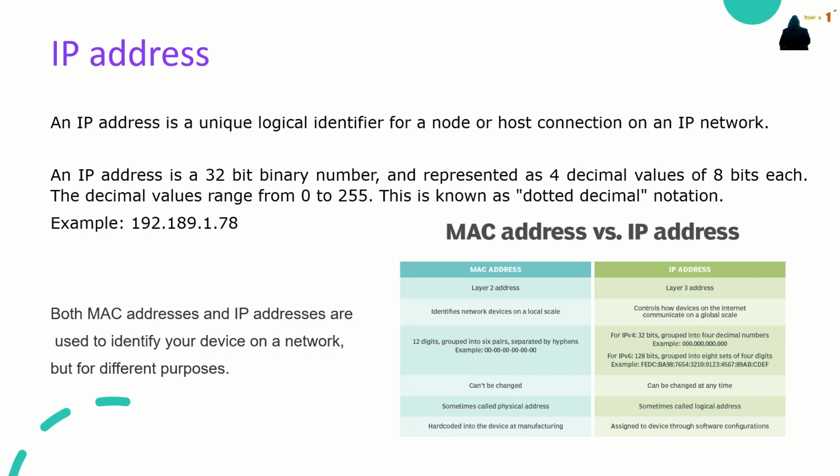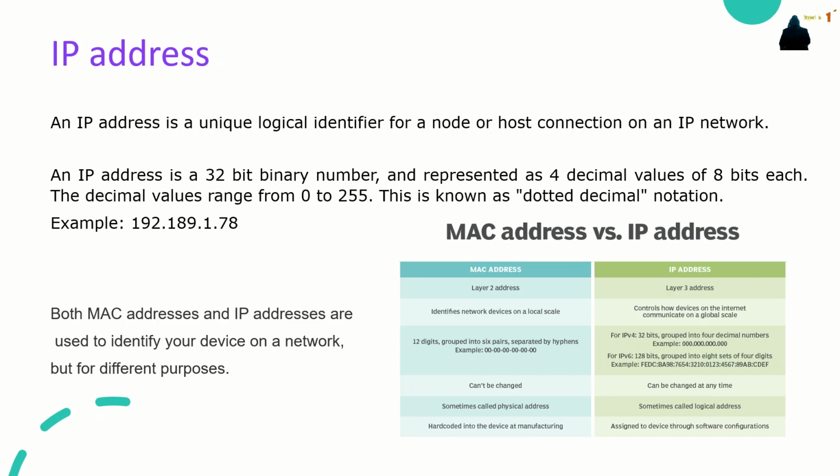And also we have the IP address, which is also a unique logical identifier for a node or host connection on an IP network. This is a 32-bit binary number, as you can see, or like this number here. All of the devices can get an IP address, maybe by DHCP or static. And we use the IP address in layer 3 to communicate with other devices.